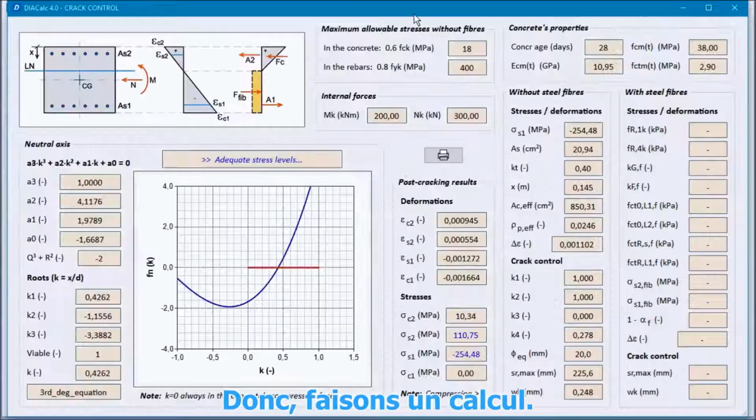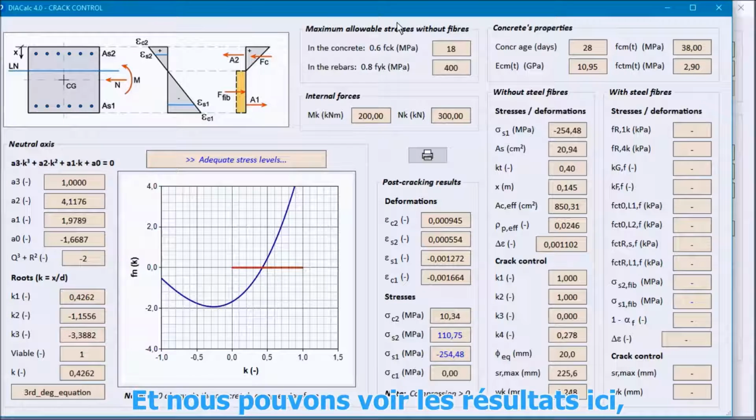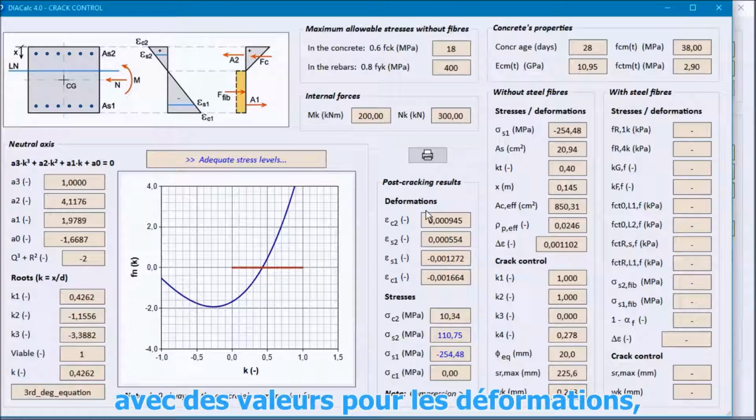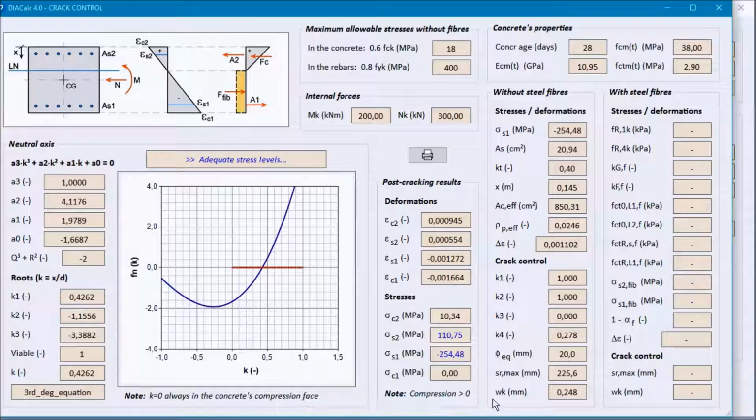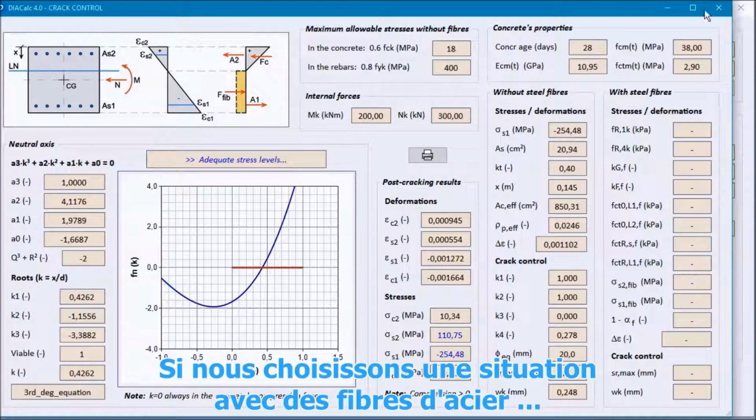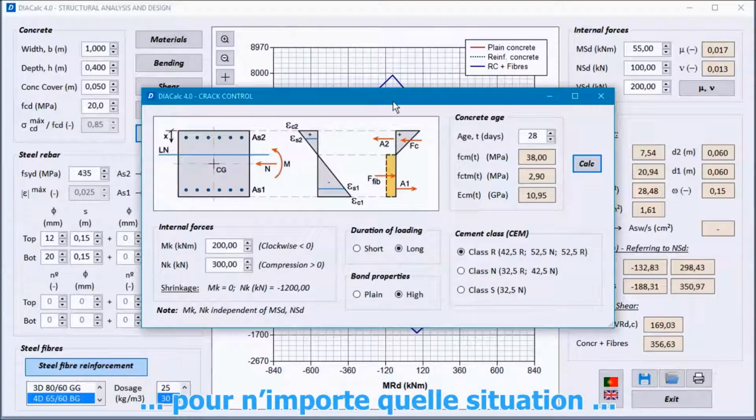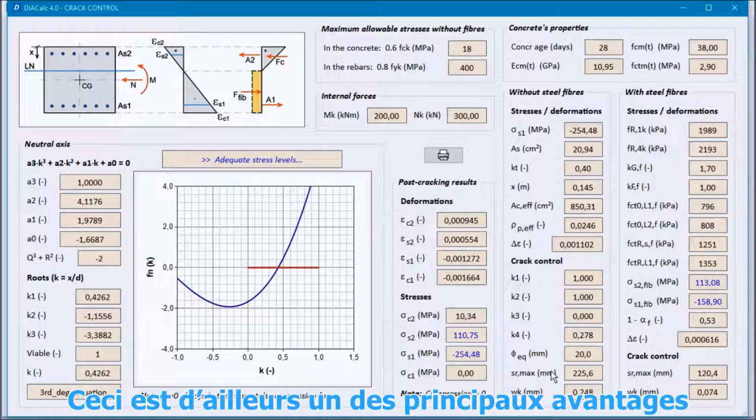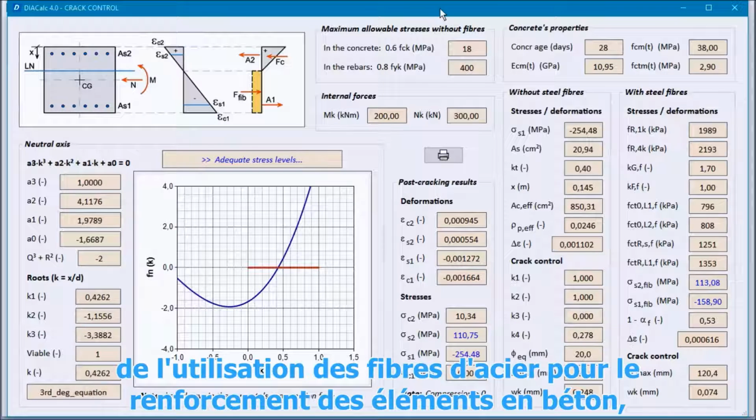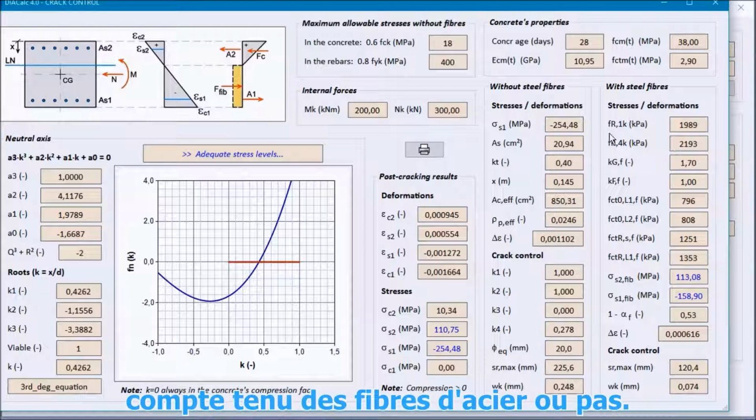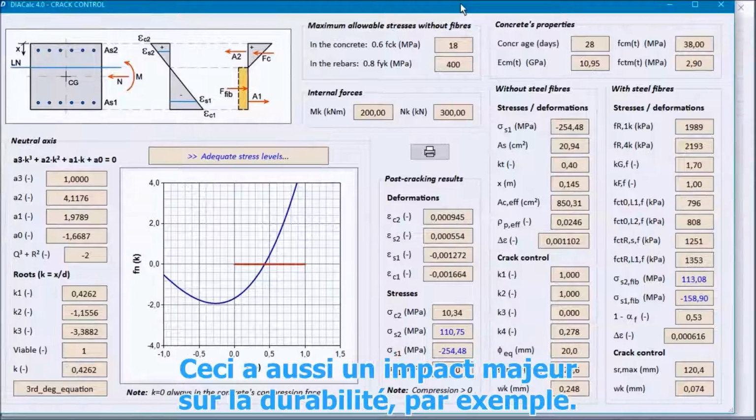So let's calculate, and we can see here the results, where you can see the neutral axis that was calculated. You can see the post-cracking results with values for deformations, for stresses, for crack openings, and for crack spacings. Intermediate parameters are shown for the situations with and without fibers. If we choose a situation with steel fibers, let's keep the same values here. Okay, we can see the differences, and this is one of the major advantages of using steel fibers to reinforce concrete structures, because the crack opening is very different considering steel fibers or not. This has a major impact on durability, for instance.